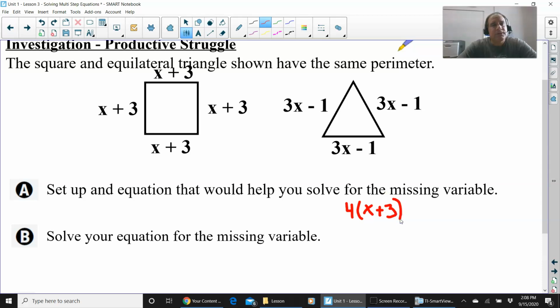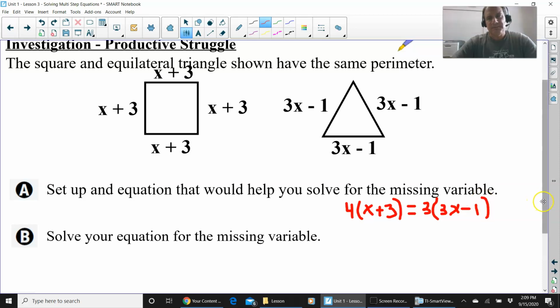It's said that the perimeters are equal. What are you going to put in the middle? Yes, you're going to put an equal sign in the middle. So now you have an equilateral triangle. So you have how many sides? 3. So that's the equation. Please press pause and solve it.